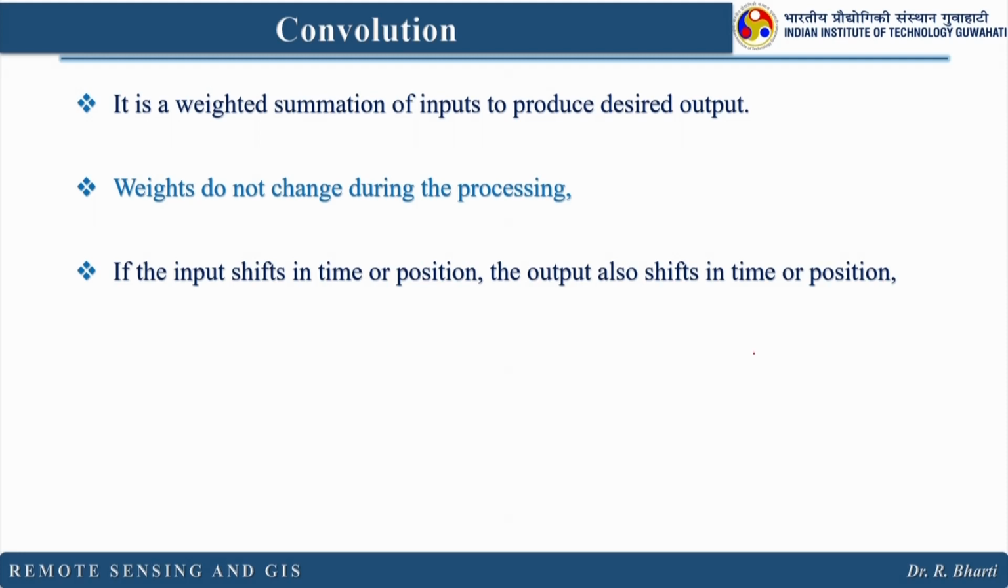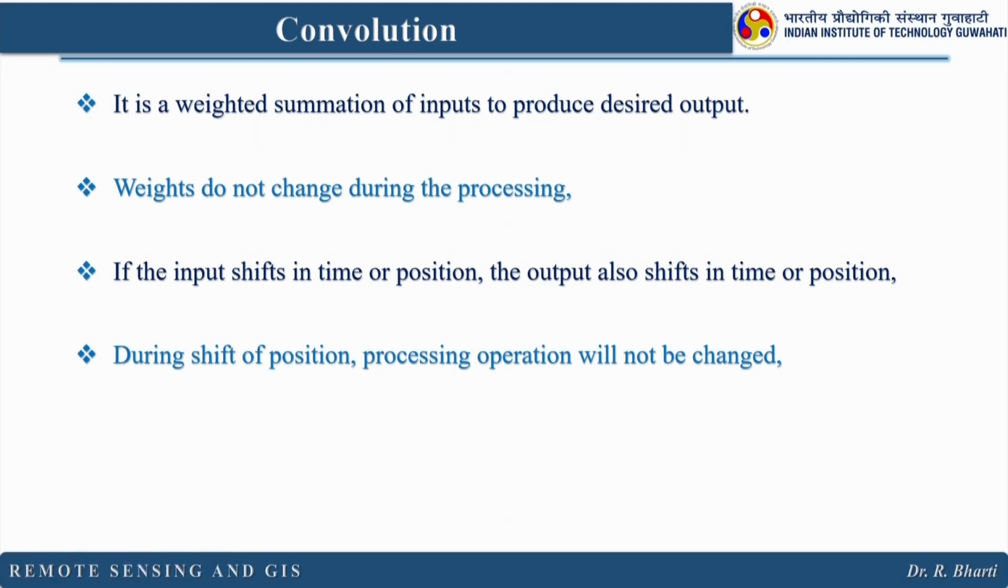Here you have an image, let us say 3 by 3, and you have a weightage that you overlap here and calculate the value for the central pixel. Then if you change the position of your image, your weightage will also move in that direction. Then you calculate the next pixel. Likewise, you have to cover the whole image. During the shift of position, the processing operation will not change.